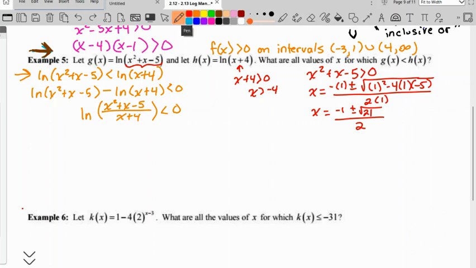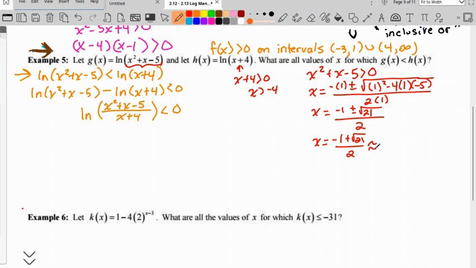Okay, and so we know that our key values there, if we go ahead and break that down, so approximating square roots, we've got 4 squared is 16 and 5 squared is 25, so it's going to be between 4 and 5. So x equals -1 plus the square root of 21 over 2. If I was doing this without a calculator, then I'd say that's 4 and a little. So -1 plus 4 and a little is 3 and a little. Divided by 2 would be 1 and a little.